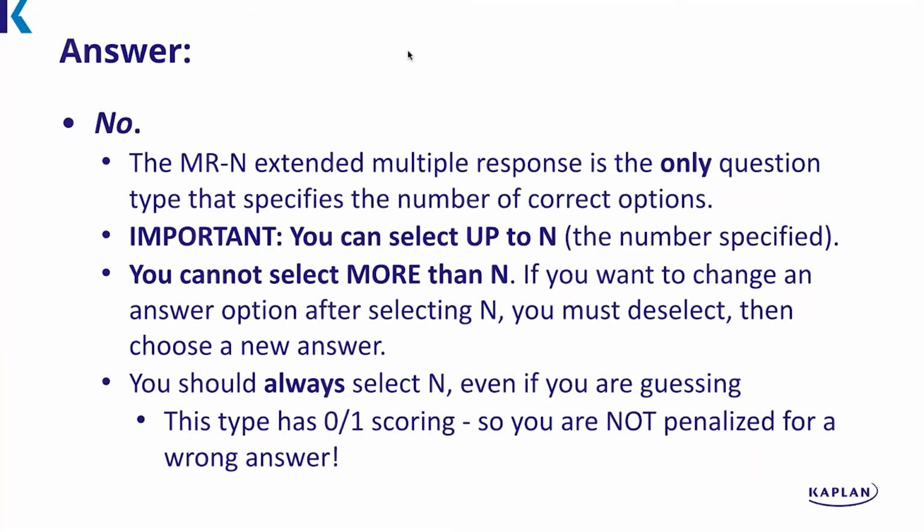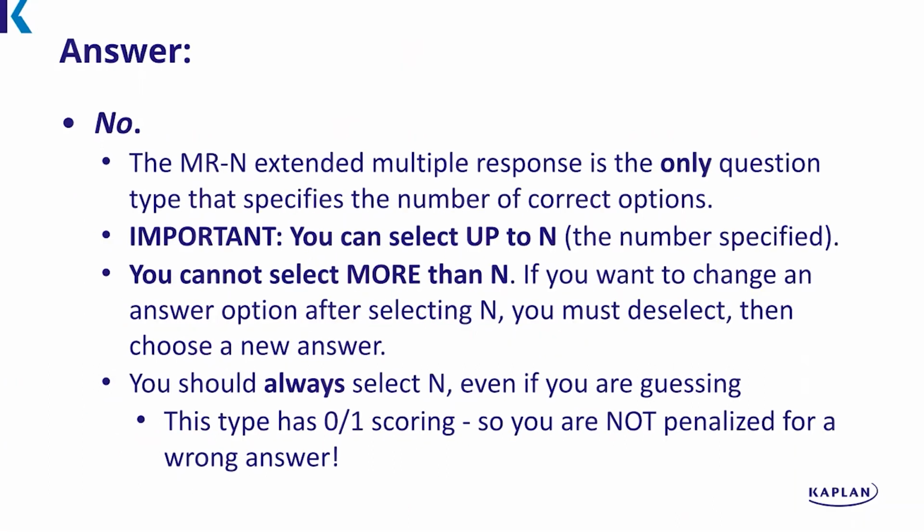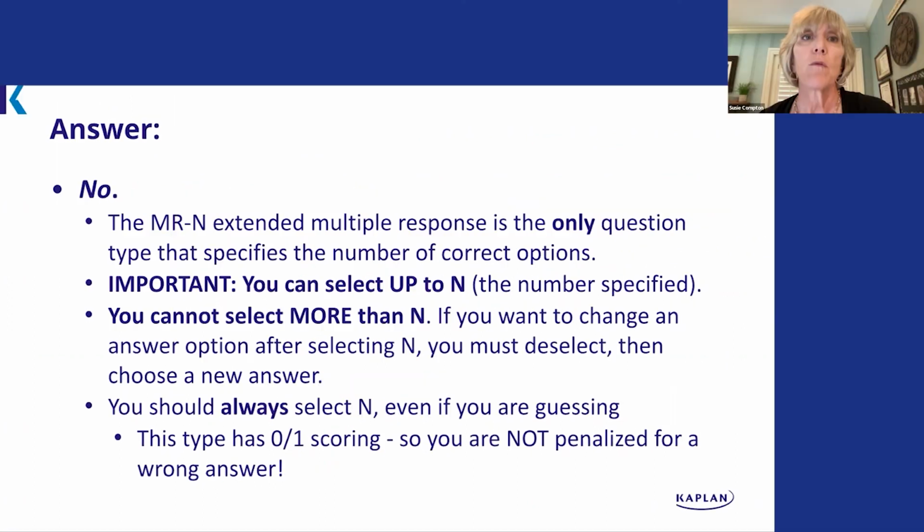You may also wonder, are there other question types besides the MRN which specify how many options I should choose? No, only the MRN tells you how many options are correct. MRN items are scored with 0-1 scoring, meaning you earn a point for each correct answer and do not have a point deducted or removed for wrong answers. So you should make sure you select the N or the number specified in the stem. Remember, if you choose the number of options specified and then want to choose a different option, you must deselect one of the options you chose before you can change to the new option.